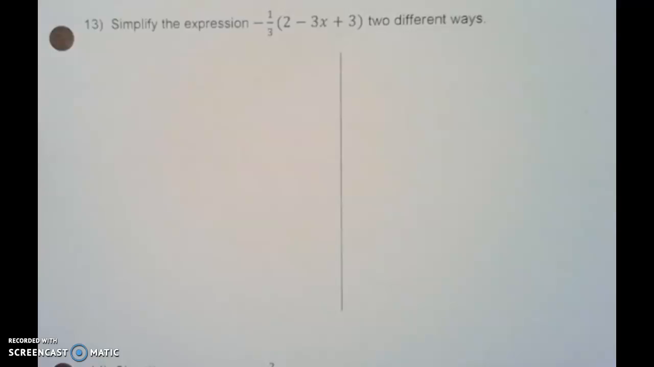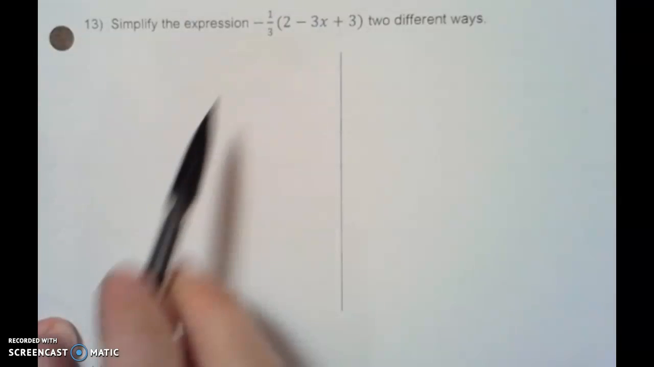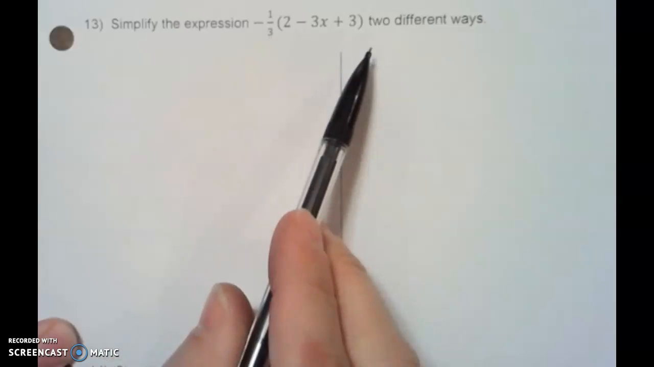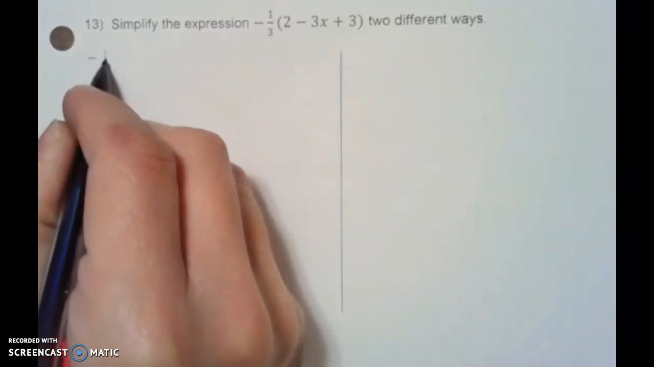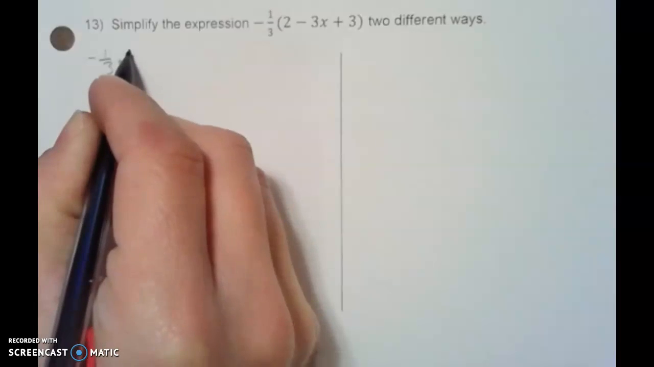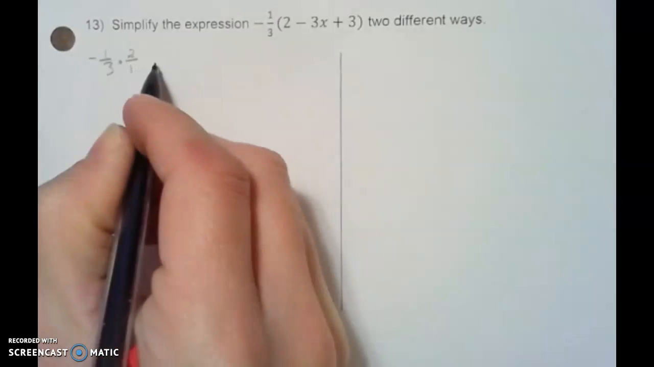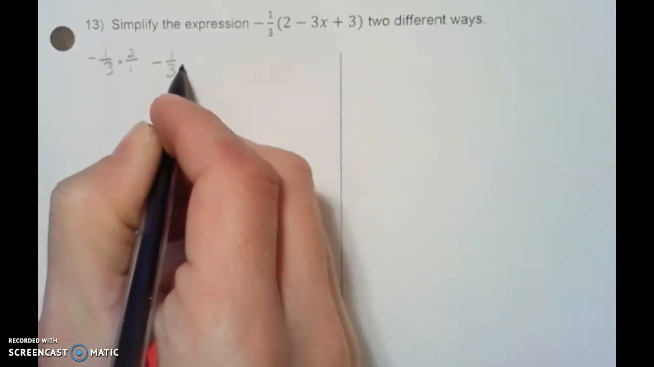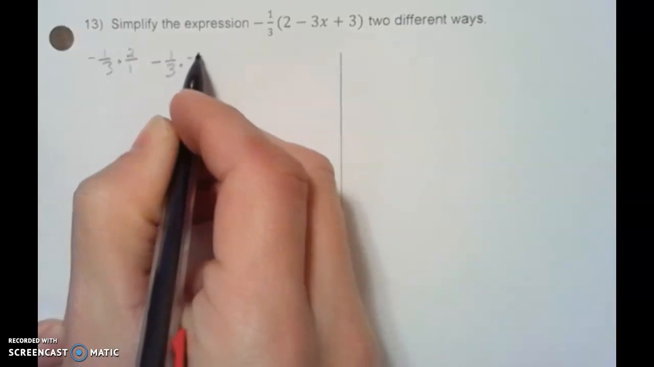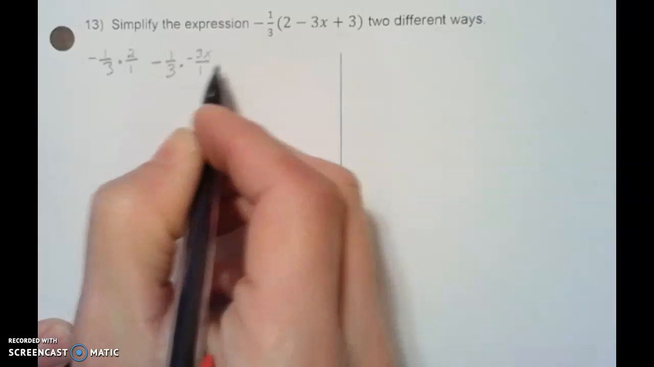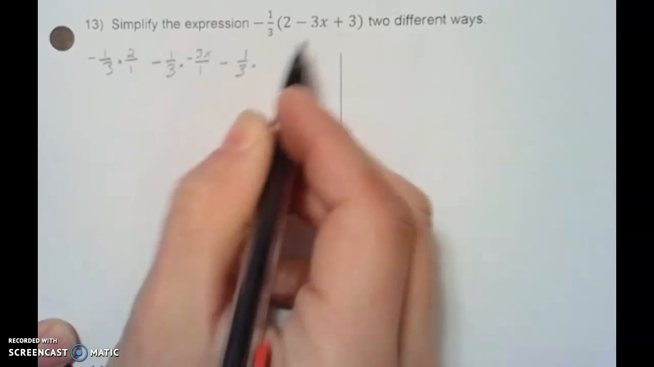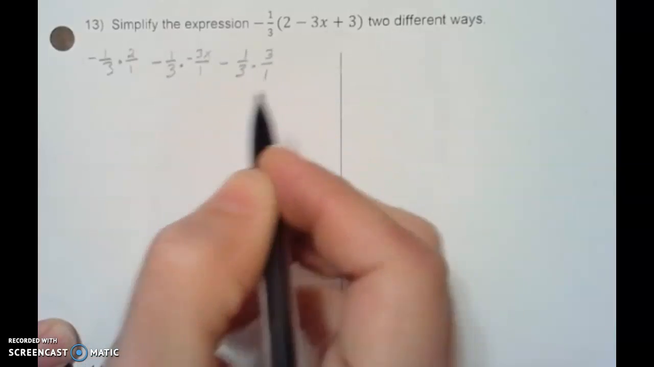In example 13, I'm going to simplify the expression negative 1/3 times 2 minus 3x plus 3 two different ways. So the first thing I'm going to do is use the distributive property, which I'm going to do over here. So I need to distribute negative 1/3 to each of these terms. So I'm going to do negative 1/3 times 2, and I'm going to make that 2 over 1. And then minus 1/3 times, that's negative 3x, so I'm going to make that negative 3x over 1. Minus 1/3 times 3, which I'm going to make 3 over 1.